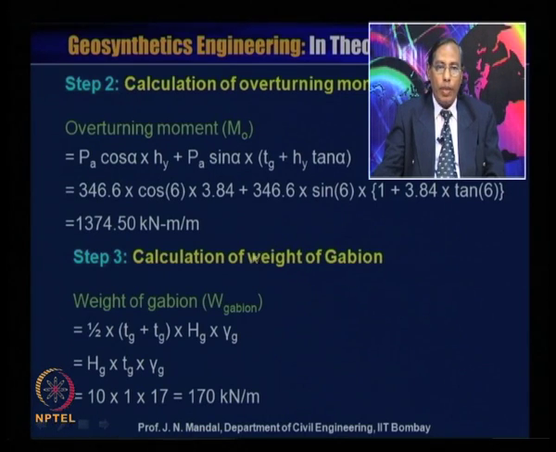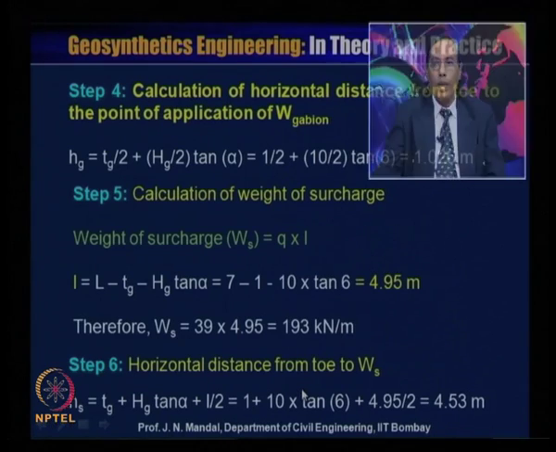Step 3, calculation of weight of the gabion. The weight of the gabion, W gabion, we have shown this equation earlier: half into Tg plus Tg into Hg into gamma g, that is Hg into Tg into gamma g. So Hg is 10, Tg is 1 and gamma g is 17. So this will give the weight of the gabion as 170 kilonewton per meter.